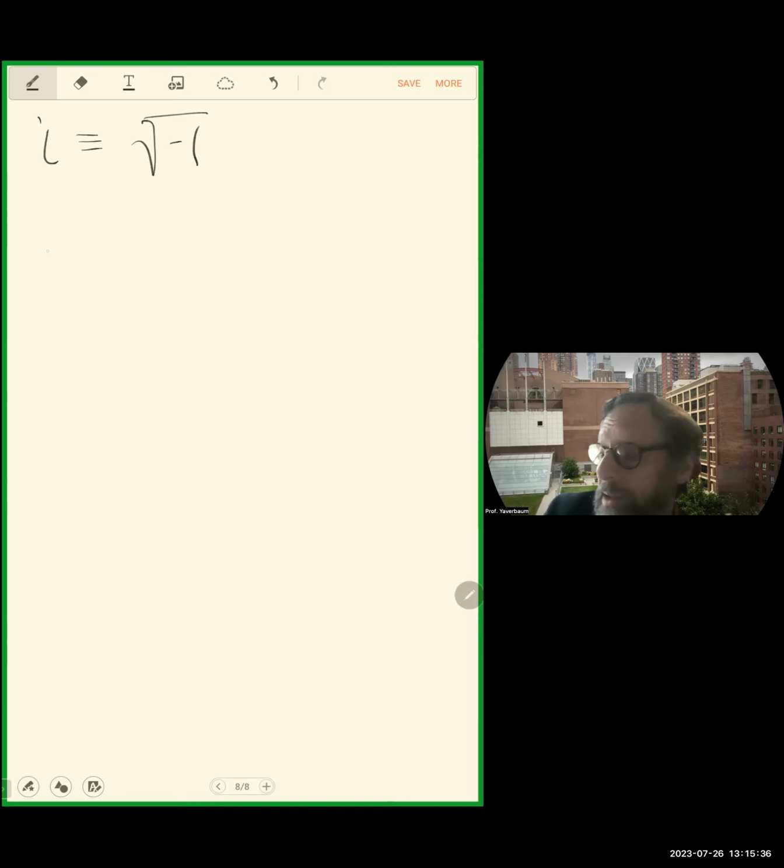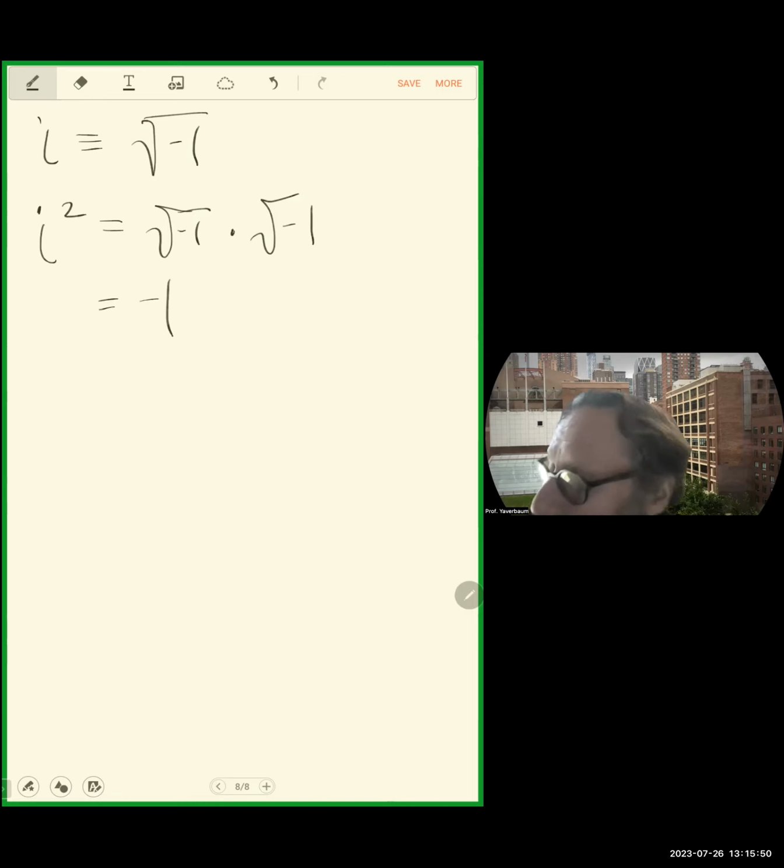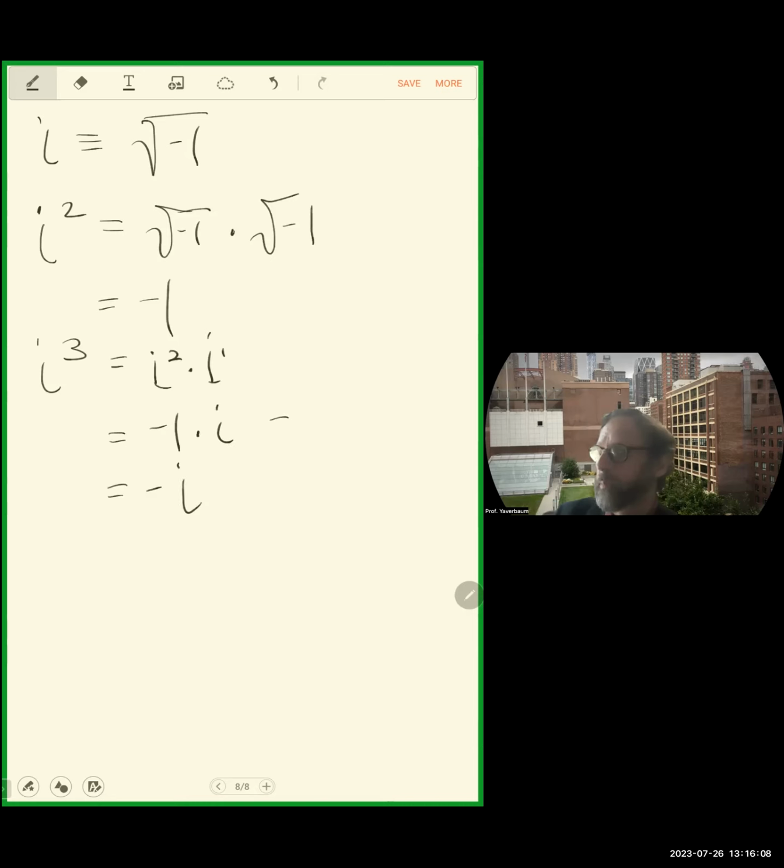You just apply all the logic of math that you already have. If that's true, then i squared most assuredly is the square root of -1 times the square root of -1, which is to say it's -1, right? And by definition, i squared is -1. You've probably seen this before. Then i cubed would be i squared times i, well, times i to the 1, if you like. So that means i cubed would be -1 times i, which is to say -i.